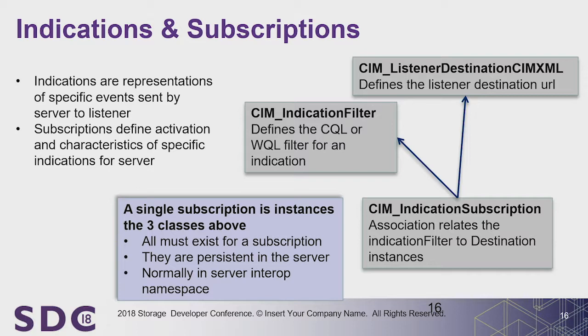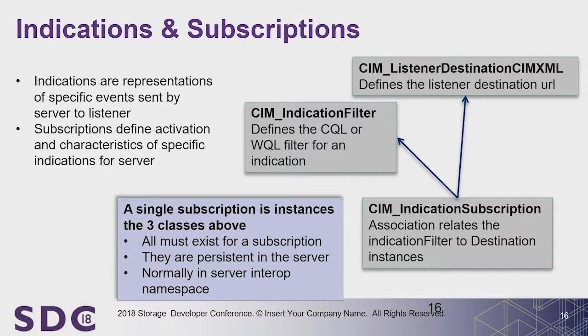Very quick. In addition to the idea of getting data and putting data, the CIM concepts also include the capability to generate events, which they call indications, and to subscribe to those events. So indications are representations of specific events sent by a server to a listener. And subscriptions, normally generated by a client, define the activation and characteristics of specific indications.